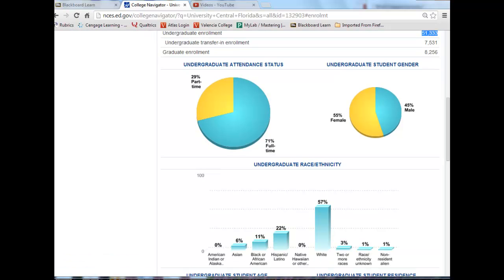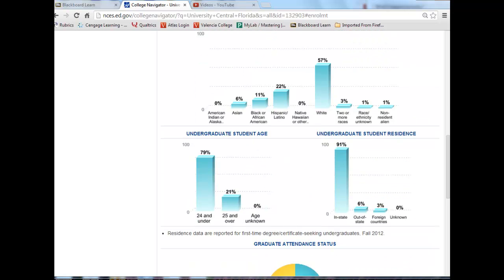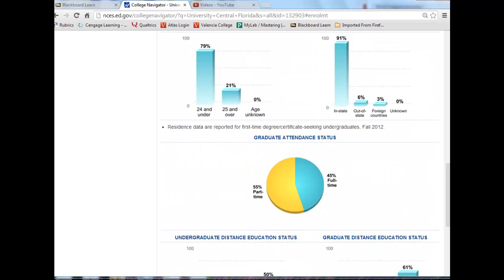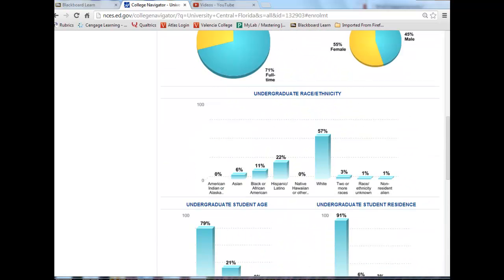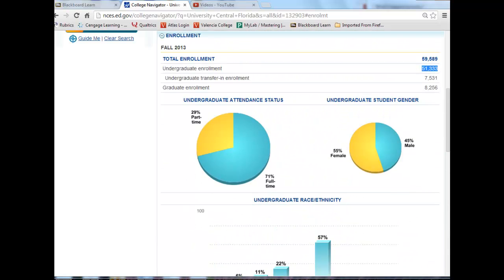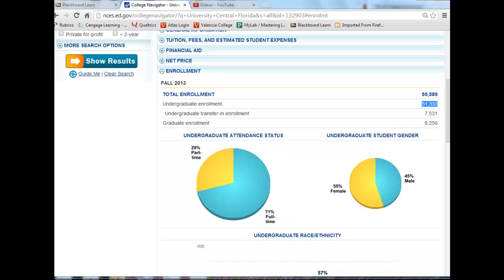And you'll notice they give you a whole bunch of other statistics. They give based on gender, ethnicity, age, full-time, part-time, so on and so forth. No need for you to really pay too much attention to that. If that's of interest to you, you can look at it. What I'm wanting you to find is the undergraduate enrollment for that particular college.